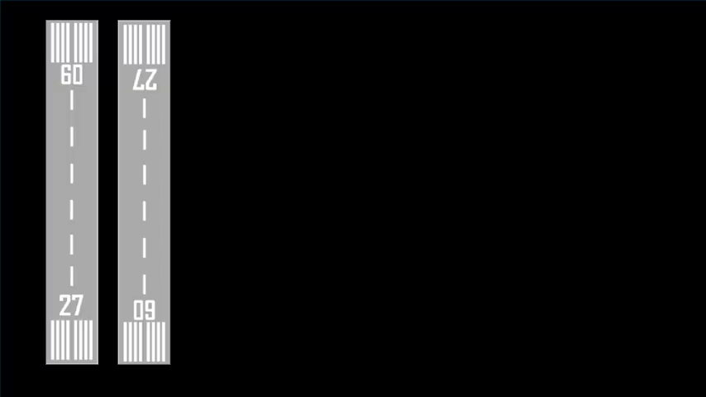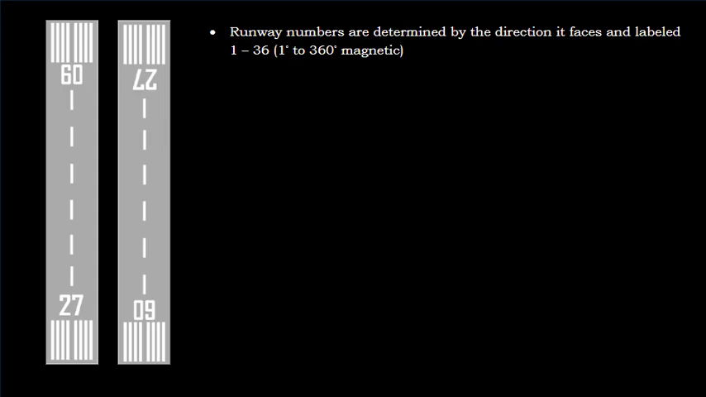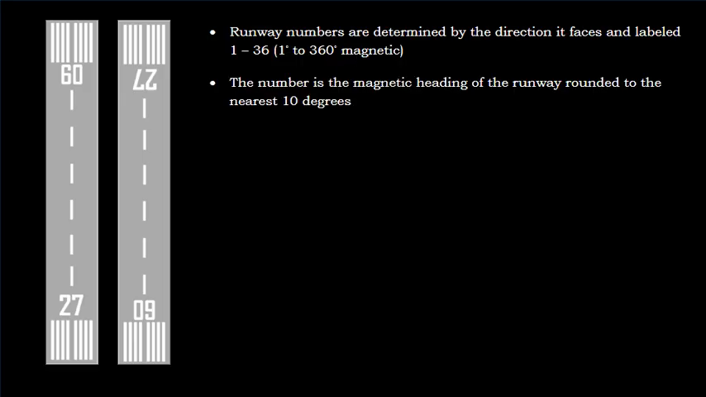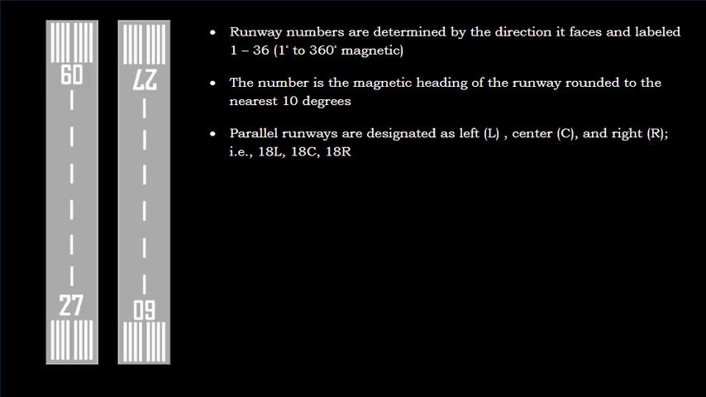You may be asked questions related to runways and entering fly patterns around an airport. Runways are numbered, and the numbering system is determined by the direction it faces. They are labeled 1 to 36 based on the magnetic azimuth, to the nearest 10 degrees, they are running. A 27 means 270 degrees, and the opposite end, 9, means 90 degrees. If there are multiple parallel runways, they are designated L for left, C for center, and R for right. For example, 18L, 18C, and 18R.